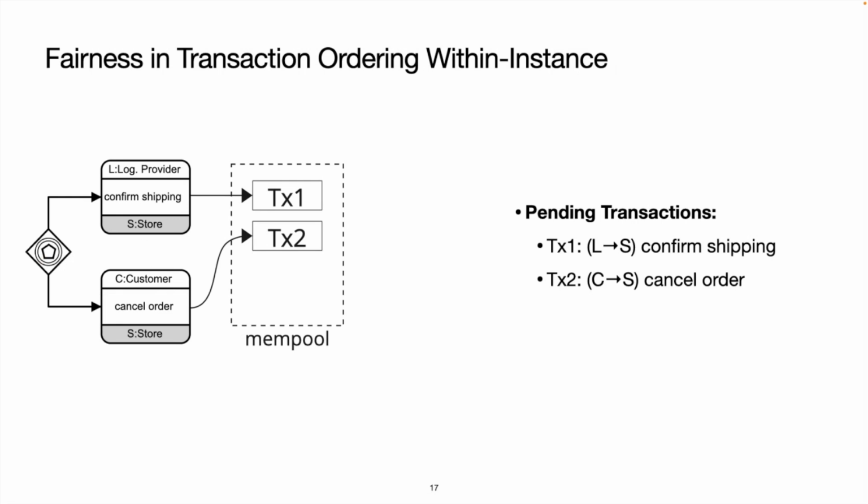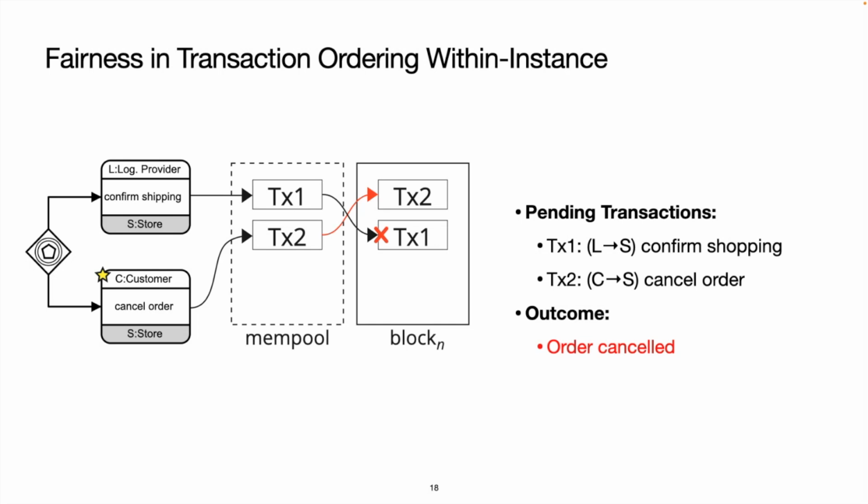Across the instance, it is also the same thing. Here the customer was selected as the miner. They can cancel the transaction of the logistic provider, and then the logistic provider can't confirm the shipping, but the shipping is canceled. So the final state is that we have the order as canceled.